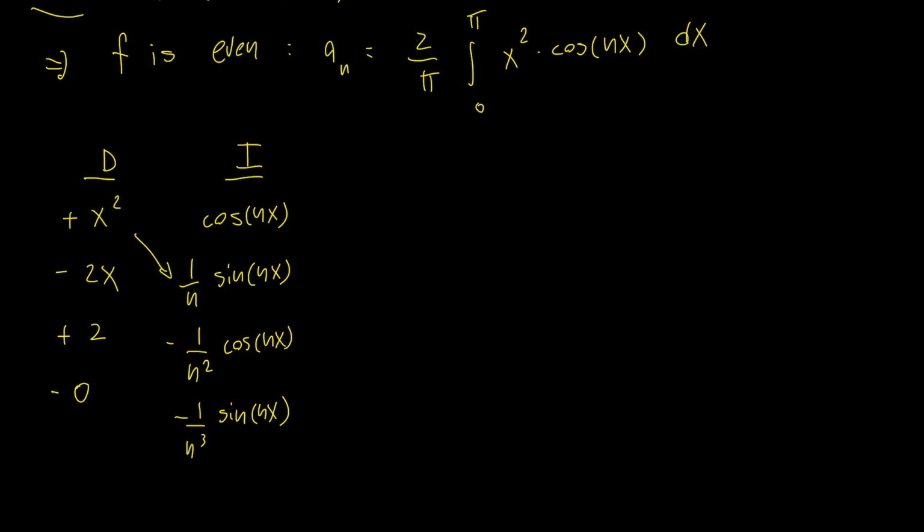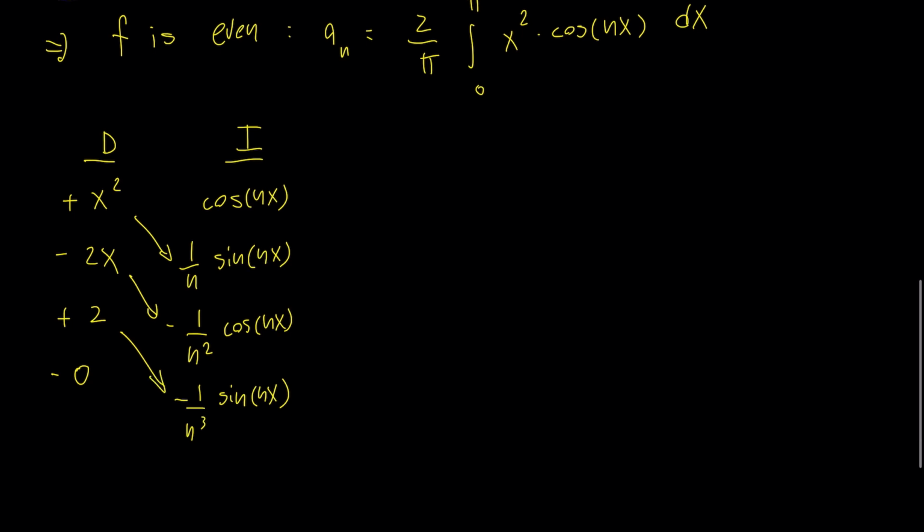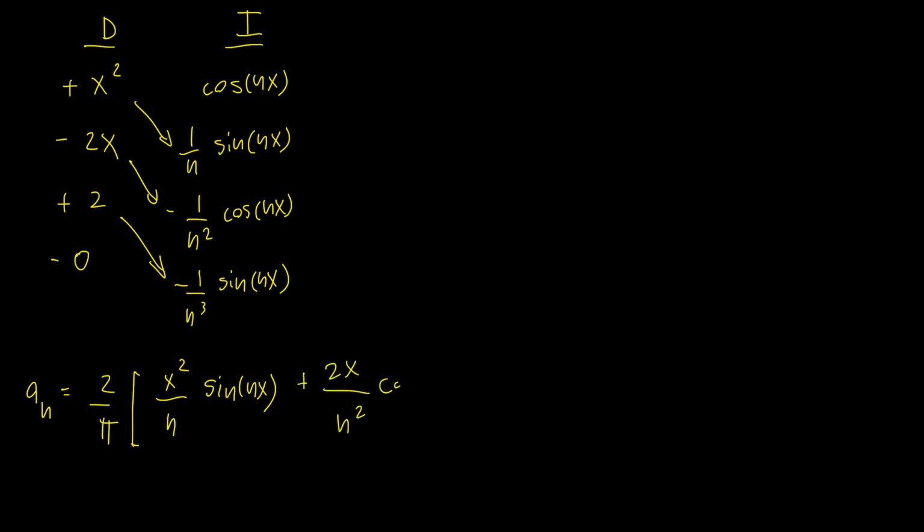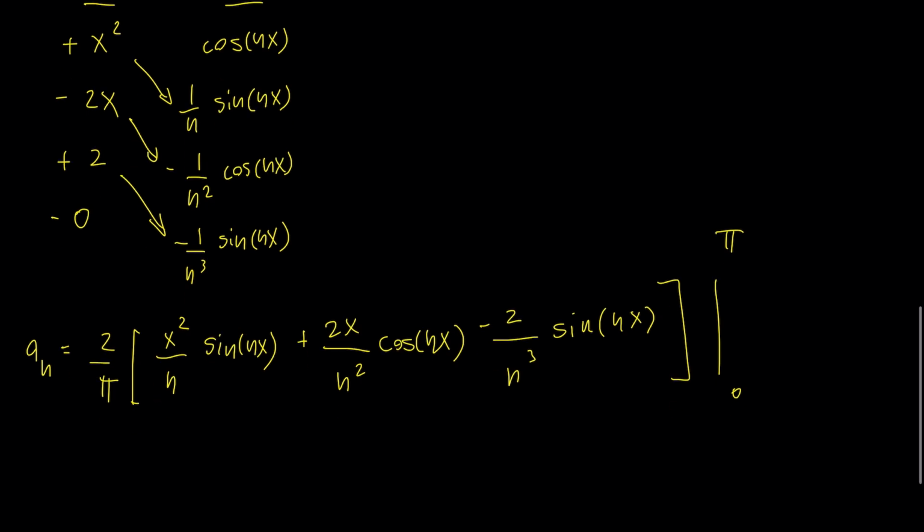So now from here we multiply the diagonals, and we see that an equals 2 over pi. We're going to have x squared over n sine nx. Negative and negative will make a positive, so we have plus 2x over n squared cosine of nx, and then positive and negative make a negative, so we have a minus 2 over n cubed sine of nx from 0 to pi.